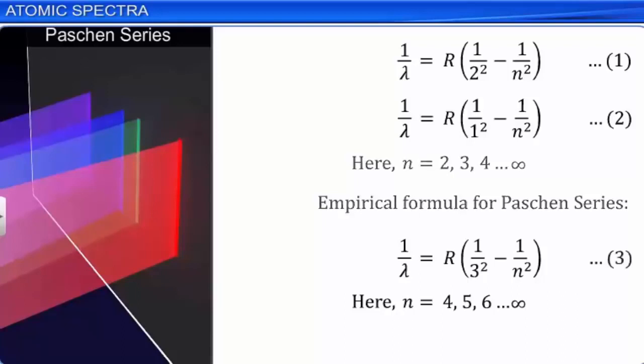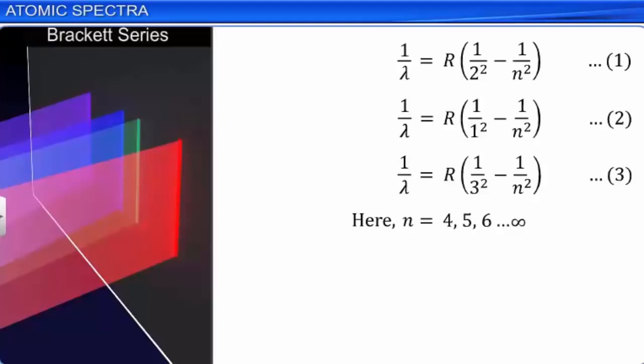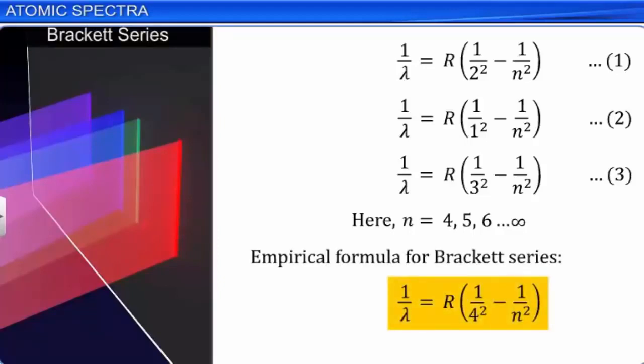The Brackett series has spectral lines which lie in the infrared region. The formula for the Brackett series is 1 by lambda is equal to R into (1 by 4 square minus 1 by n square). Here, n is equal to 5, 6, 7, and so on, up to infinity. Let this be equation 4.